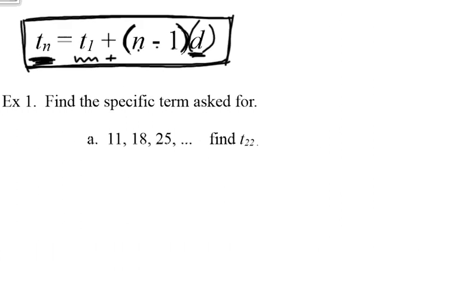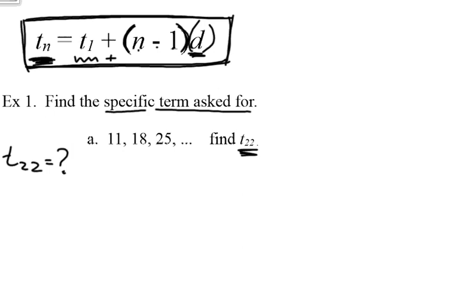So, different people do it different ways. I like to always start questions by listing what I know. So, this question is saying, find the specific term asked for. Well, it's asking for term 22. What is term 22? Well, I'll be honest with you. Let's list what we know, and then I'll show you a shortcut, or not a shortcut, but a method some students will use that will not be accepted.